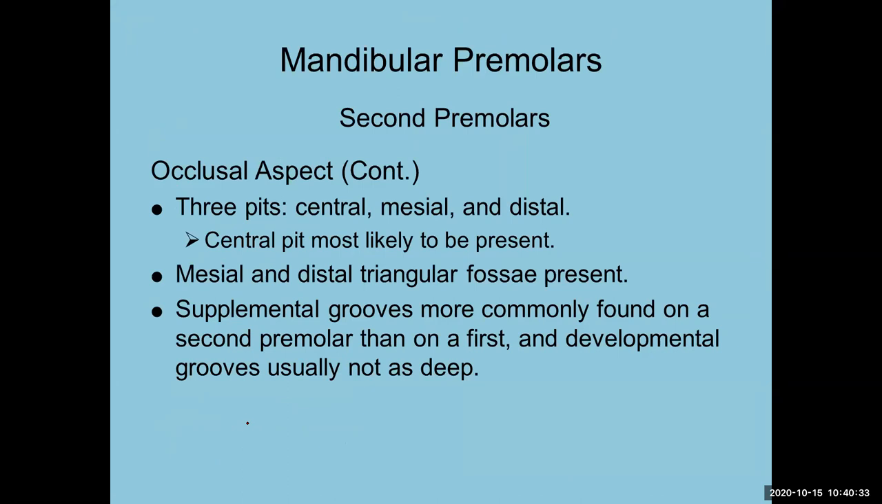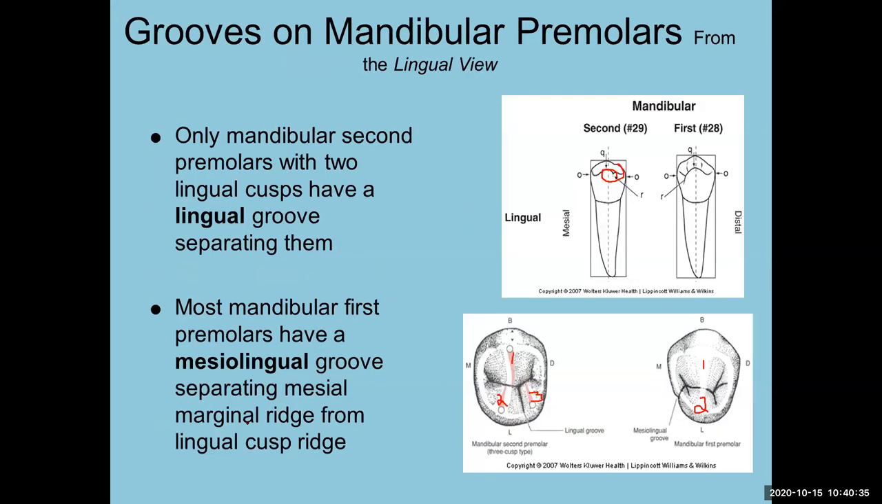Oh, Ms. D, did you say there's no, give me 1 second. There's no mesial or distal marginal ridge on this? There is on the first premolar, you can have a distal marginal ridge, and that's what this is here. Not on the second one. Not on the second. Okay, thank you.